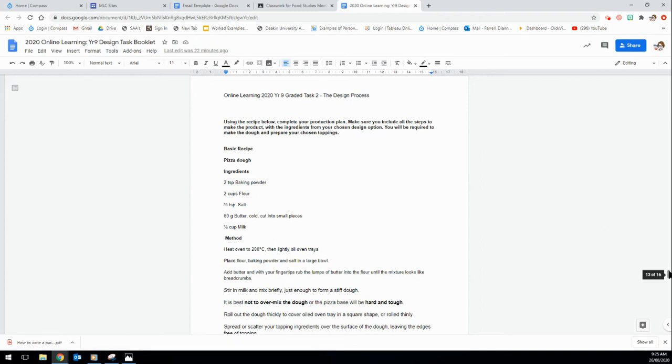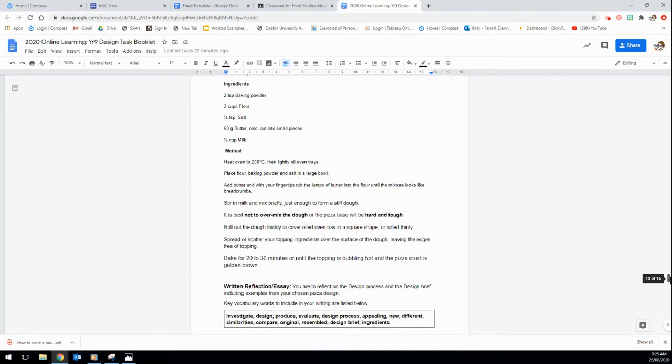And then you have this step down here, which will say spread or scatter your topping ingredients over the surface of the dough, leaving the edges free of topping. Bake for 20 to 30 minutes or until the toppings are bubbling hot and the pizza crust is golden brown. So everything above this point here is about the dough, okay? And so you need to do that first in your prac, but also in your work plan, okay? So you need to have a look at this.